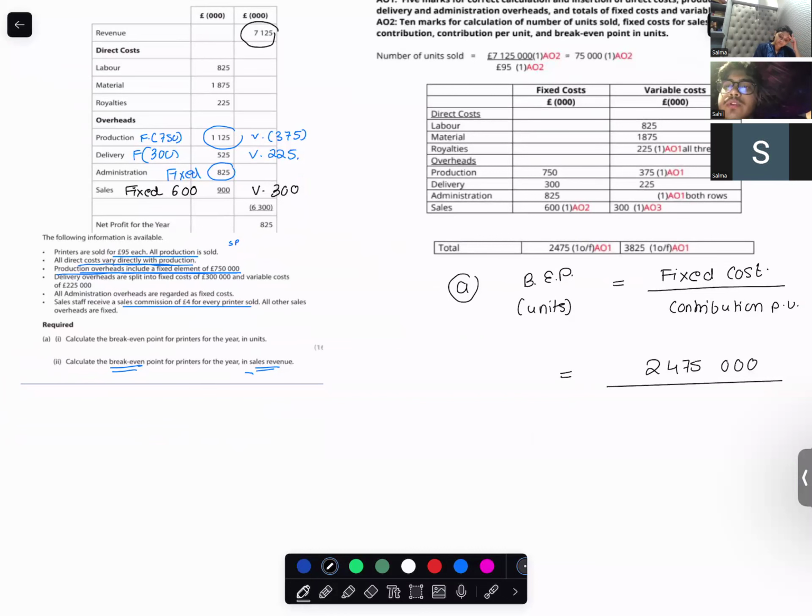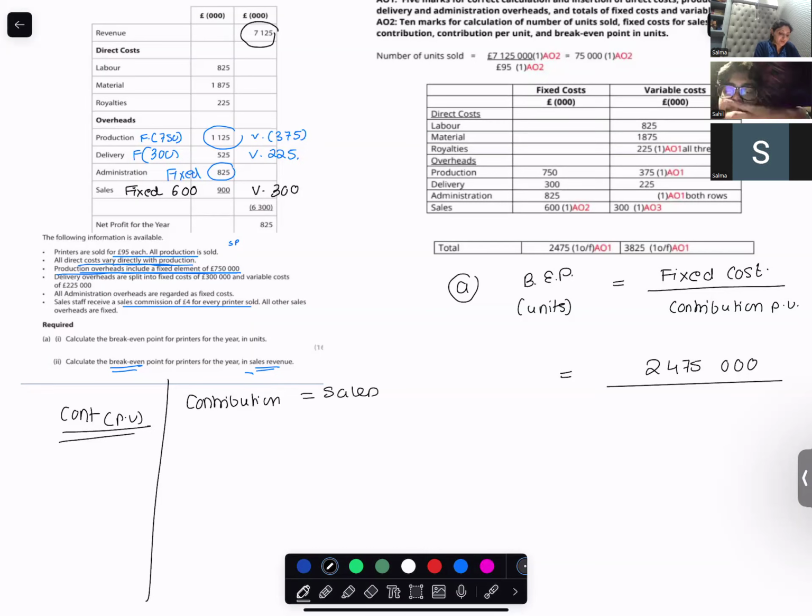Contribution per unit, you'll have to divide the contribution by the total number of units. Yeah, here you take the contribution and divide it by the number of units. So, how do you get contribution? You subtract the variable cost from the sales. So contribution is sales minus variable cost.